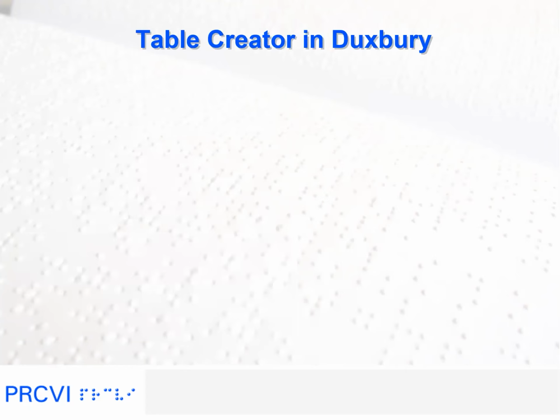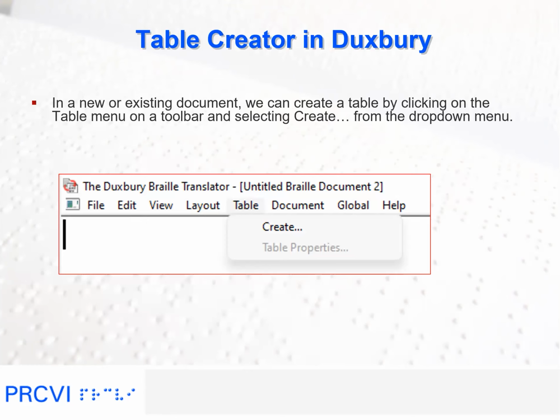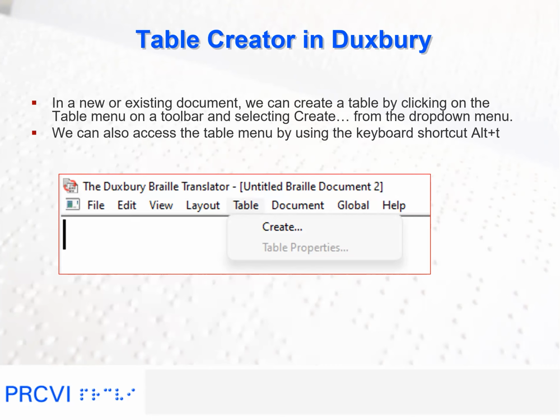In a new or existing document, we can create a table by clicking on the table menu on the toolbar and selecting Create from the drop-down menu. We can also access the table menu by using the keyboard shortcut Alt plus T. We can create tables with columns. You can create linear tables, listed tables, etc.